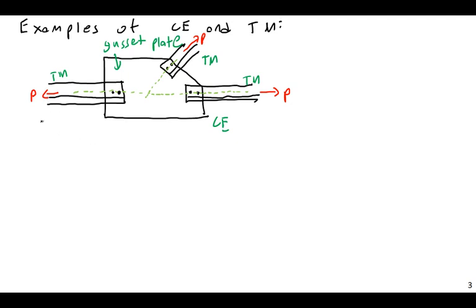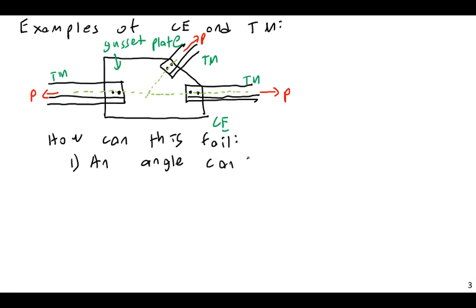So how many different ways can something like this fail? How can this fail? Well, one, the angle can fail. And there's more than one way the angle can fail. It can fail in tension, either in yielding or in rupture, and we'll learn about that in a bit. But more generally right now, an angle can fail. What I mean by the angle failing is that the steel in the angle itself could be broken. It could yield, it could fracture, the angle itself could break.